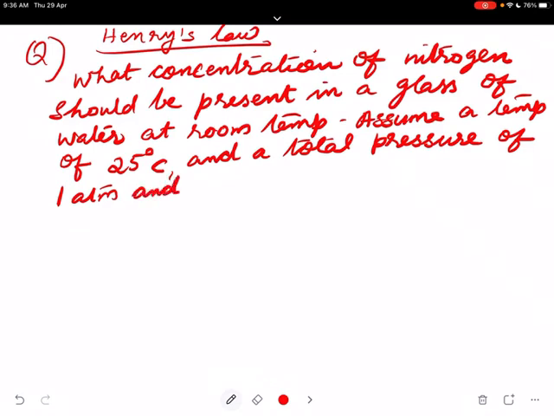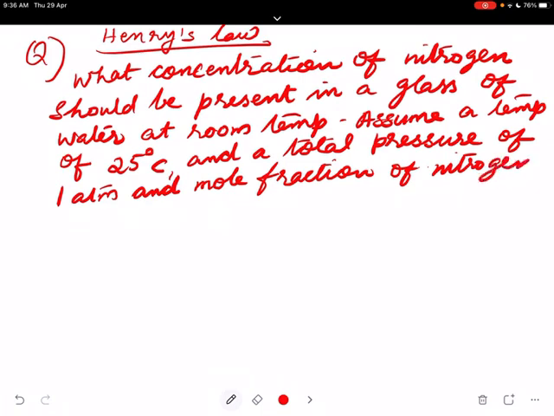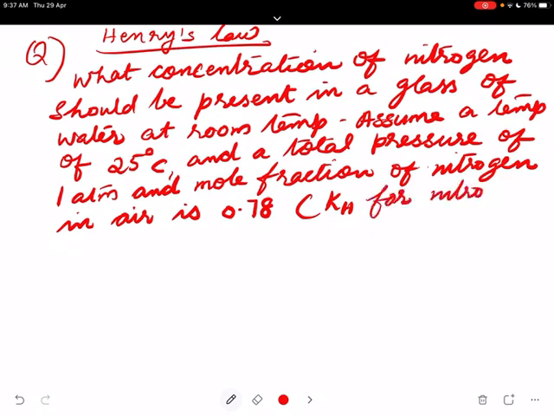And the mole fraction of nitrogen in air is 0.78. KH for nitrogen is equal to 8.42 into 10 to the power minus 7 capital M per mmHg.